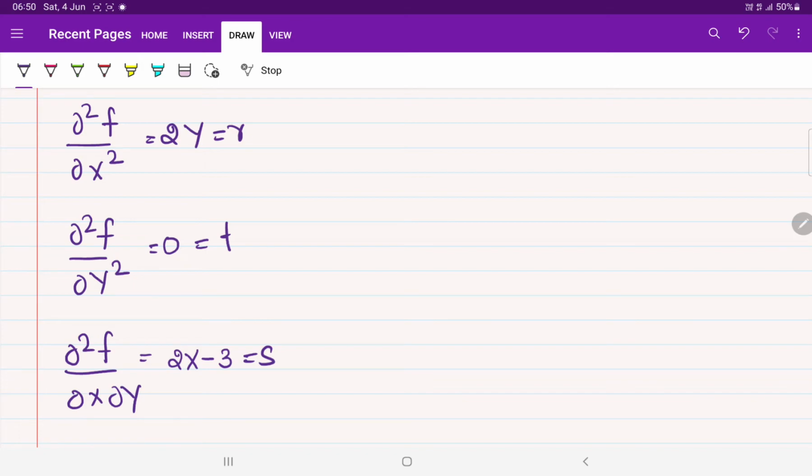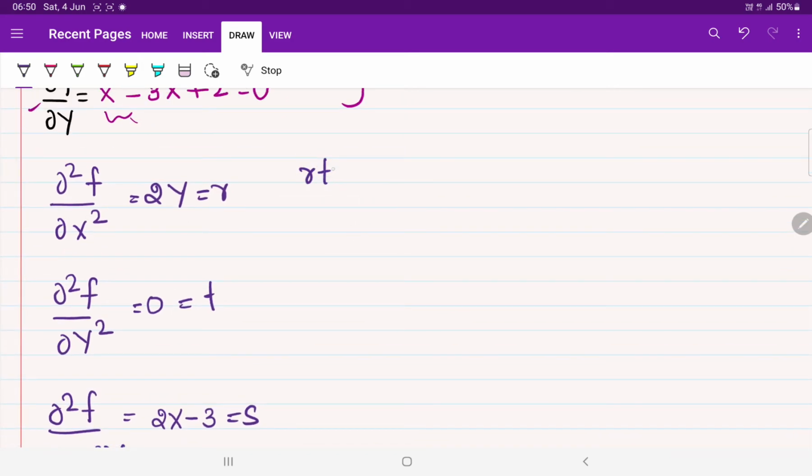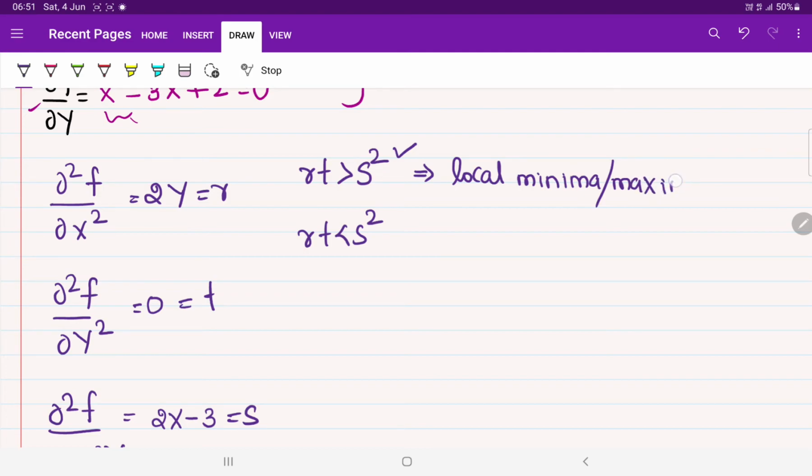Okay, sir. After obtaining r, t, s, what do I have to do? Just cross check whether the value of rt is greater than s² or the value of rt is less than s². If the value of rt is greater than s², then there will be a chance for a local minima or maxima. That is the first one. Suppose the value of rt is less than s², then there is no local extremum. Directly you can make the conclusion from here.